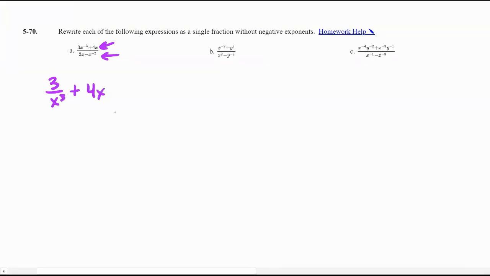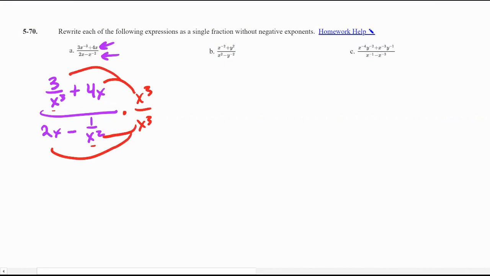And then I'm bringing down the plus 4x, 2x minus, and then x to the power of negative 2 is 1 over x squared. So now I'm going to multiply the top and the bottom by x cubed so that I can get rid of any of the little denominators. I have to distribute that to all four of these things.